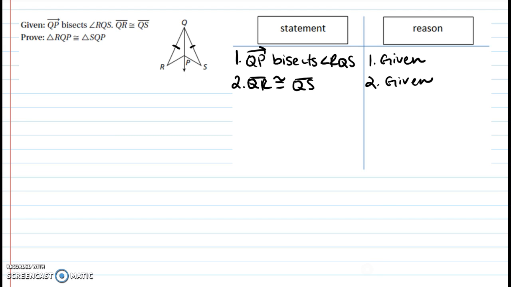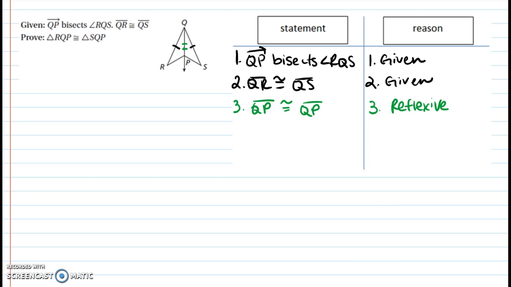One of the easiest things that I can see right away that I need to show is congruent is that QP is congruent to QP. That is because of the reflexive property. And that's basically just saying that those two triangles actually end up sharing that side, QP. So if I were to think about them as two separate triangles and looking at those two different side lengths, QP, I could say that they're actually congruent because they are reflexive.